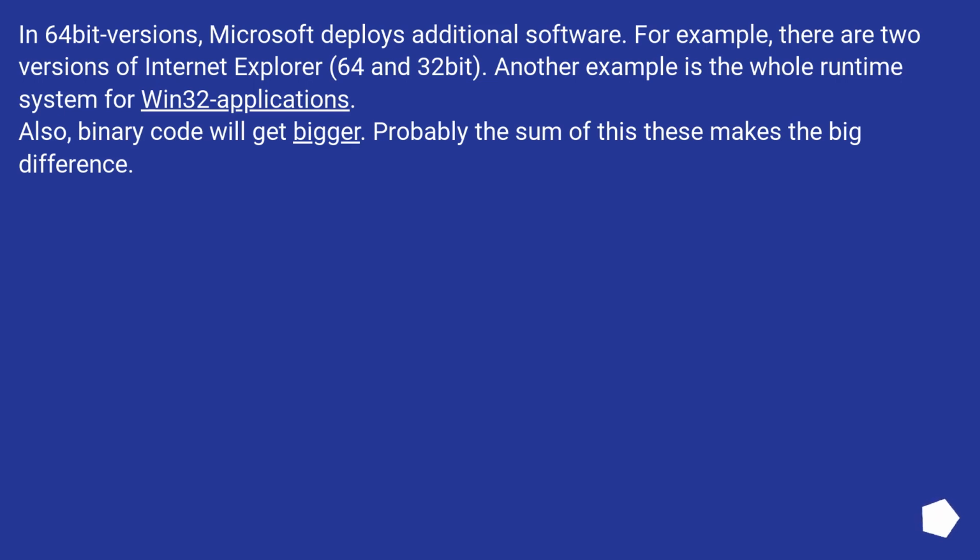In 64-bit versions, Microsoft deploys additional software. For example, there are two versions of Internet Explorer, 64 and 32-bit. Another example is the whole runtime system for Win32 applications. Also, binary code will get bigger. Probably the sum of these makes the big difference.